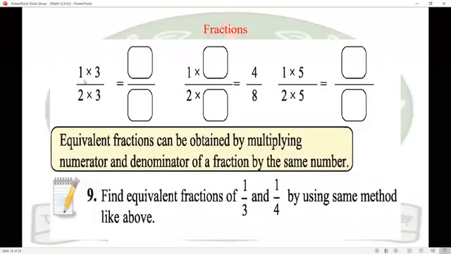There is some practice. We can identify the equivalent fraction. When we multiply the 1 with 3, we get 3. And multiply the 2 by 3, we get 6. So 3 by 6 is also an equivalent fraction to the half. In this way, you can find it, and other math you can solve in any way. In number 9, you can find the equivalent fractions of 1 by 3 and 1 by 4 using the same method as above. You can practice at home.